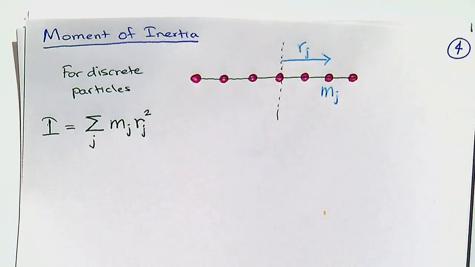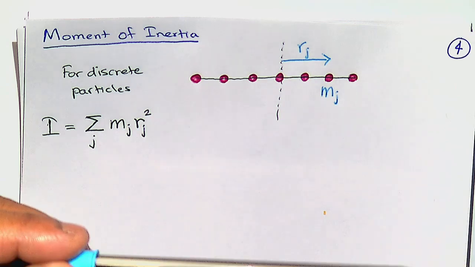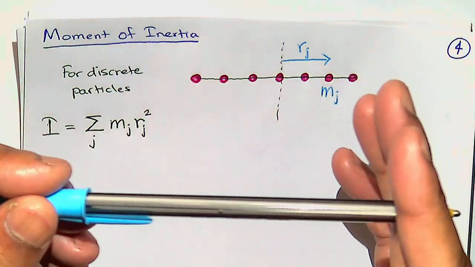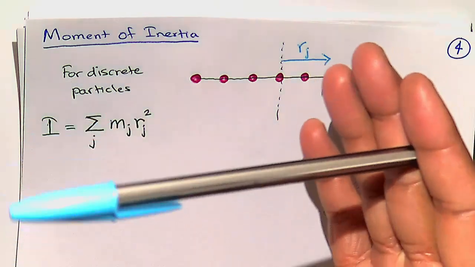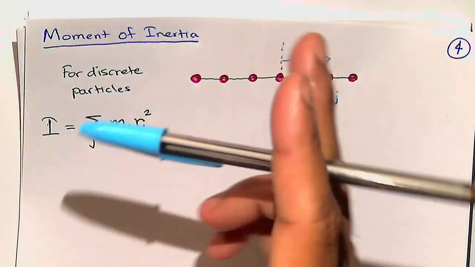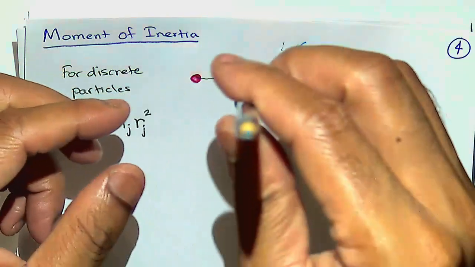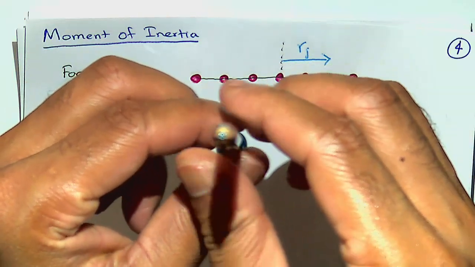So the moment of inertia isn't something like mass that's kind of inherent to the property of the object. It is dependent on mass, but it also depends on the axis you're trying to rotate about, right? So if you're trying to rotate the pen about this axis, or about this point, or you're trying to rotate the pen this way, along the long axis.